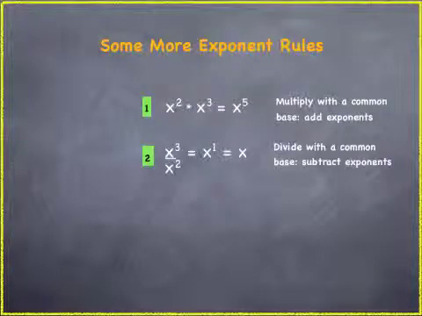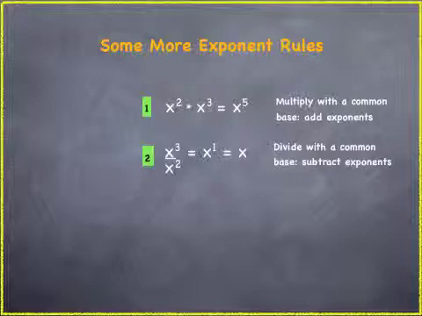And here are some more rules. So in item 1 we have x squared times x cubed. Now here we have a common base and we're multiplying. So when you have a common base and you're multiplying, you want to add the exponents, so we wind up with x to the 5th.